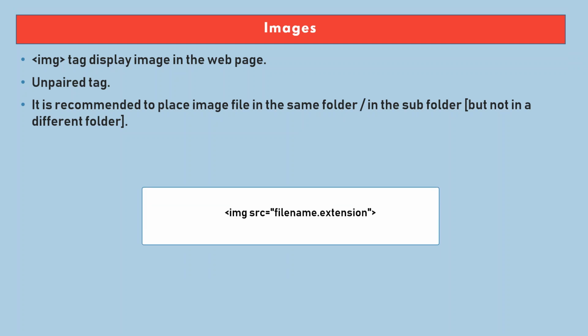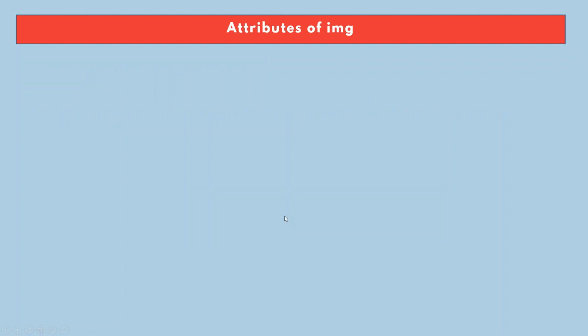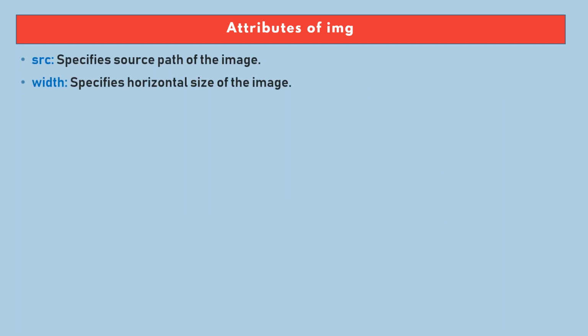So we have to use IMG, SRC. IMG is a tag, SRC is an attribute. Attributes mean details about the command. In the double quotes, we can mention the actual value. Here we have to mention the actual file name. Which image file you want to display, that image file name we can mention here. And the IMG tag has some attributes. SRC means the source path of the image, which file you want to display.